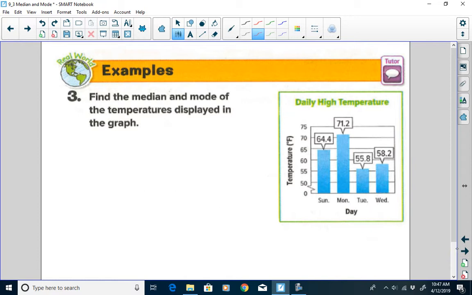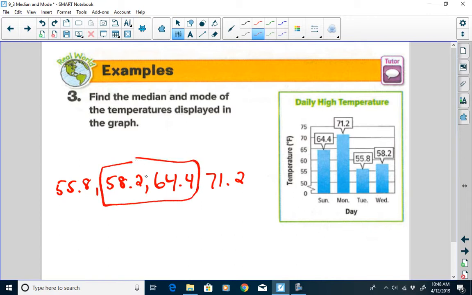All right. We want to be able to find measures of center from data displays, so we are asked to find the median and the mode here by taking a look at these temperatures. We have 4 temperatures here. In order to find the median, we have to arrange from least to greatest. So the least is 55.8, then 58.2, then 64.4, and then 71.2. Obviously there's no mode because no score repeats most often, but to find the median, we're going to have to add the middle two together and then divide by 2.